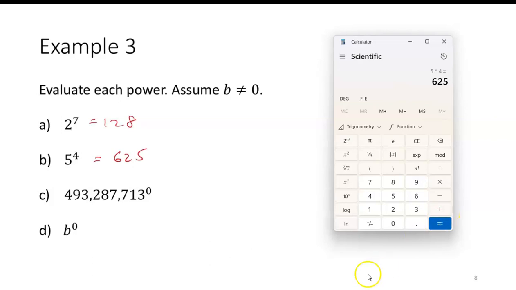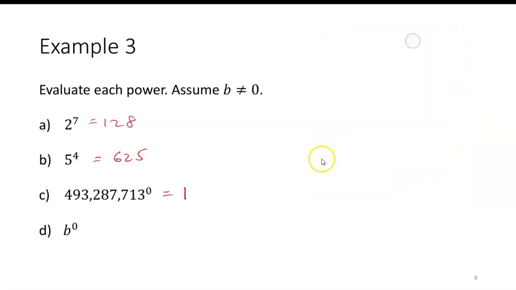And, well, for the next one, I'll go ahead and do that. So 493,287,713. We know it should be 0, so let's see. Raise that to the power of 0, I get 1. Or we know that anything to the power of 0 should be 1, and the calculator verified that. For that matter, b, we're assuming b is not 0. So I know part D is also going to be 1.